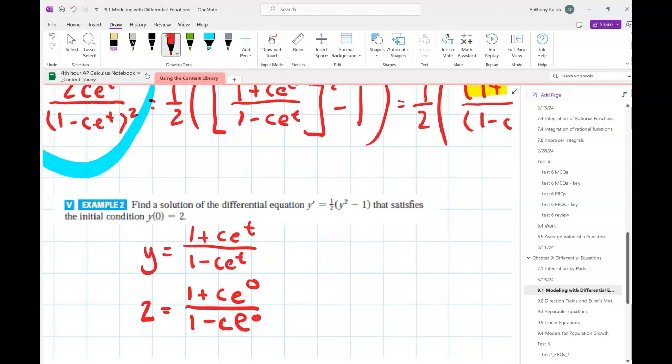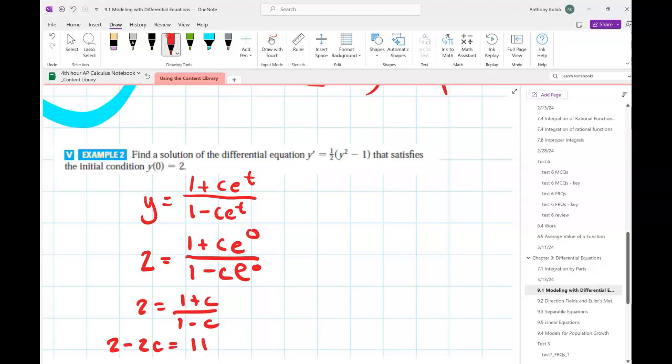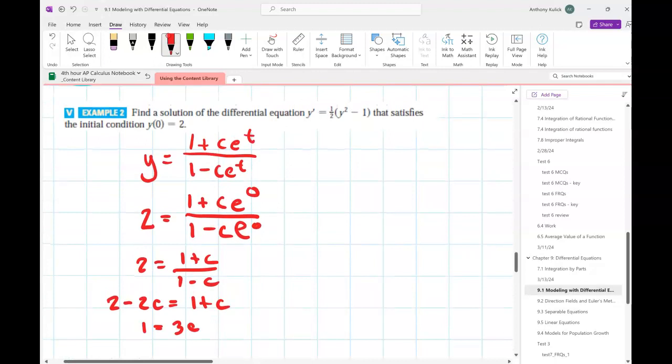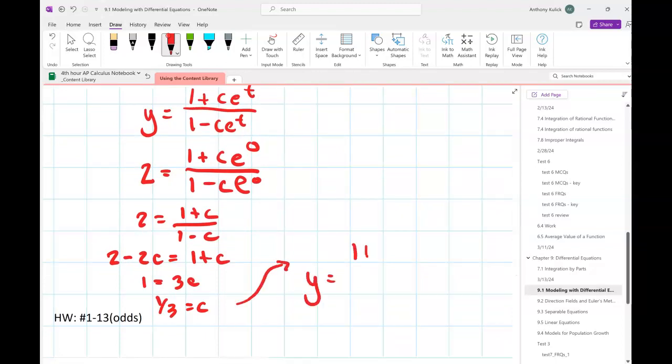What is e to the 0? 1. So really this is that, right? How do I solve this for c now? Cross multiplication. Good. And then you just do middle school algebra. So C is 1/3. So we'd have y equals 1 plus 1/3 e to the t over 1 minus 1/3 e to the t.